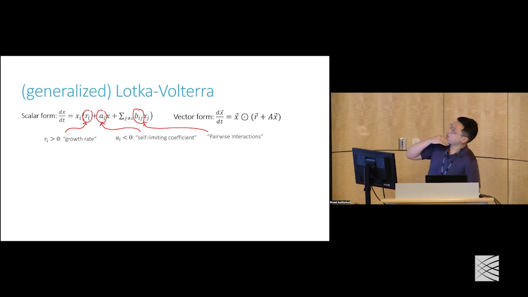And the important thing here for this talk, and it's even the title of the slides, is the off-diagonal terms, the b sub ij's, which we call pairwise interactions. They essentially govern the effect of the abundance of organisms in the system other than the one described on the left-hand side of the derivative.